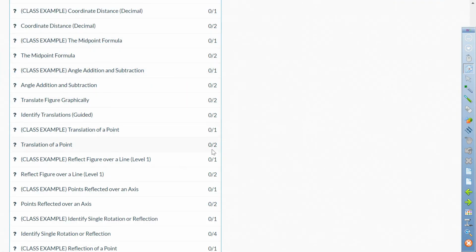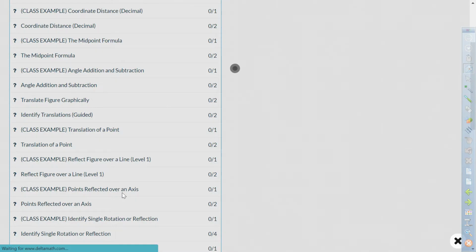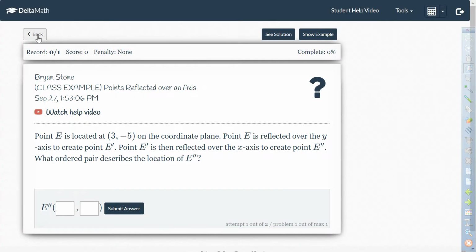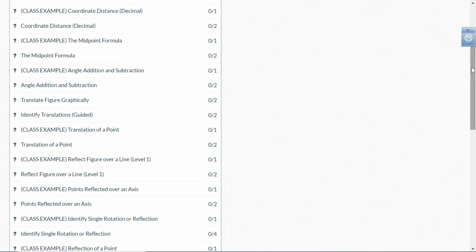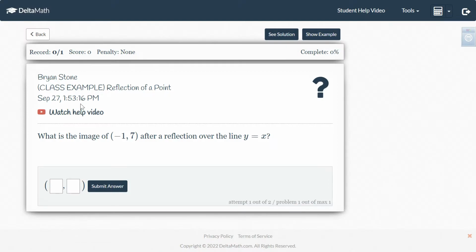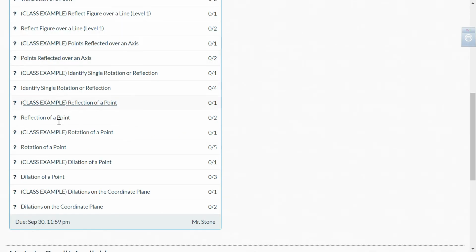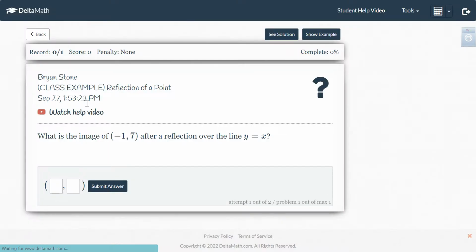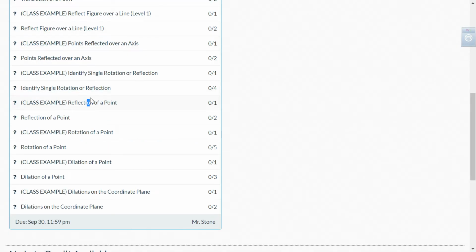Alrighty, so moving along, let's see. Next one, points reflected over an axis. Okay, check this out. This is kind of a new problem. Actually, no, this is one I just did. My bad. Let's see. Reflection of a point is where I'm at. Wait, I'm confusing myself. I remember there being a different one. This reflection of a point. No, sorry.